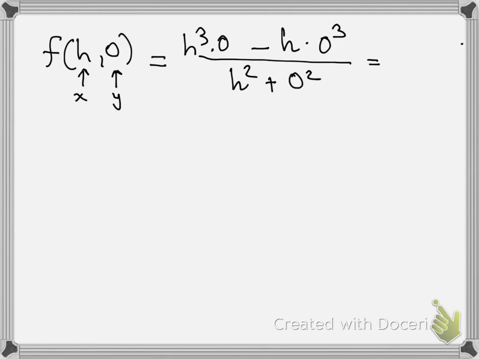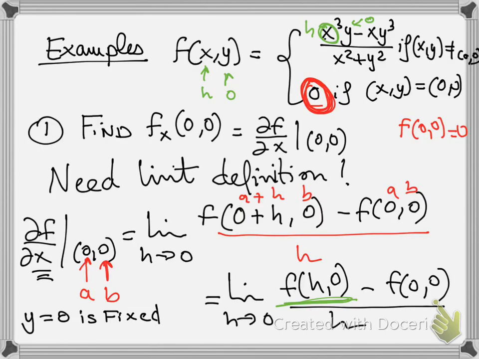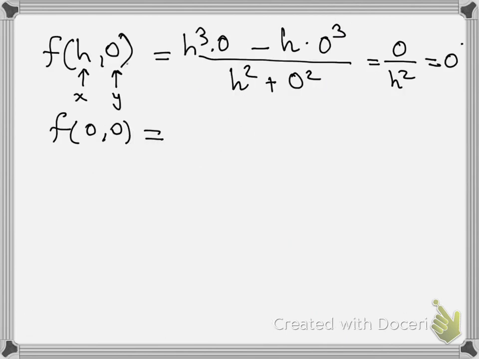Sorry, I forgot, it's not a limit here, that's just f of (h,0). So f of (h,0) is equal to what? This is 0 over h squared, so that's equal to 0. Now, what's f of (0,0)? Here (x,y) is equal to (0,0), then f of (0,0) is 0. So it's just 0.